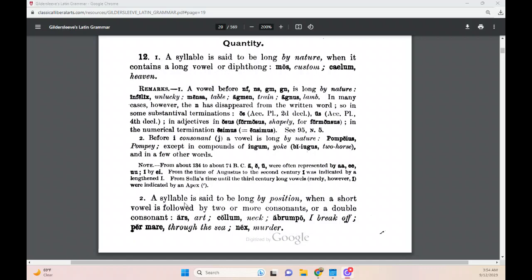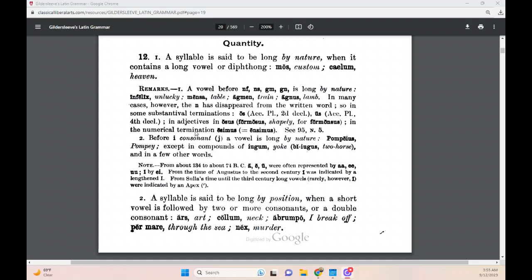And notice the rule, a syllable is said to be long by position when a short vowel is followed by 2 or more consonants or by a double consonant. X is a double consonant, so here we have the short e, we have 1 syllable where the vowel is followed by a double consonant. So this is going to be a long syllable, a long syllable by position. Nex, nex.